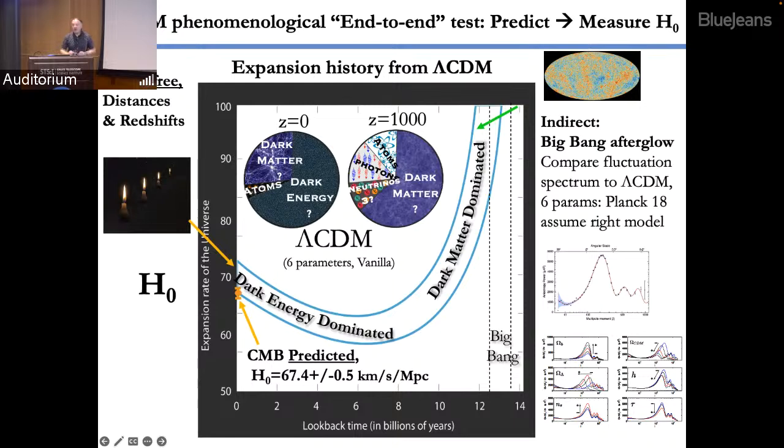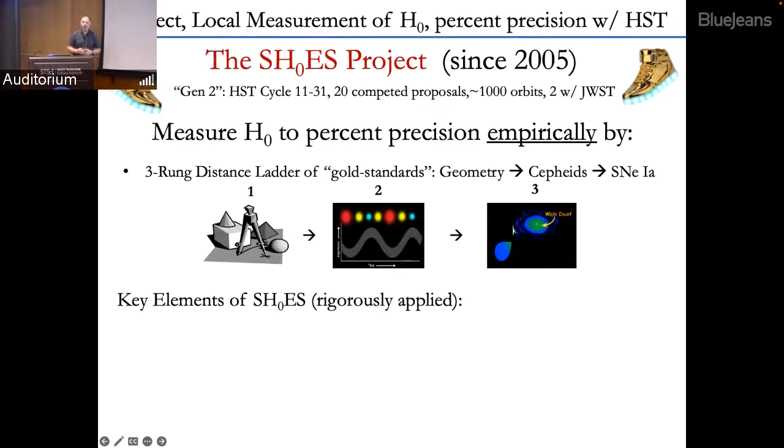And so a powerful end-to-end test of this whole story is to directly measure locally the value of the Hubble constant by measuring distances and redshifts. And so we set out more than 20 years ago in a project anticipating reaching this point with the CMB, where we wanted a percent level direct measurement of the Hubble constant, leveraging the Hubble Space Telescope largely, and using what were considered the gold standard tools of distance measurements. So that is 3 rungs or connections to make this measurement, and that is geometry, Cepheid variables, and type Ia supernovae. And I'll talk about those in a little bit.